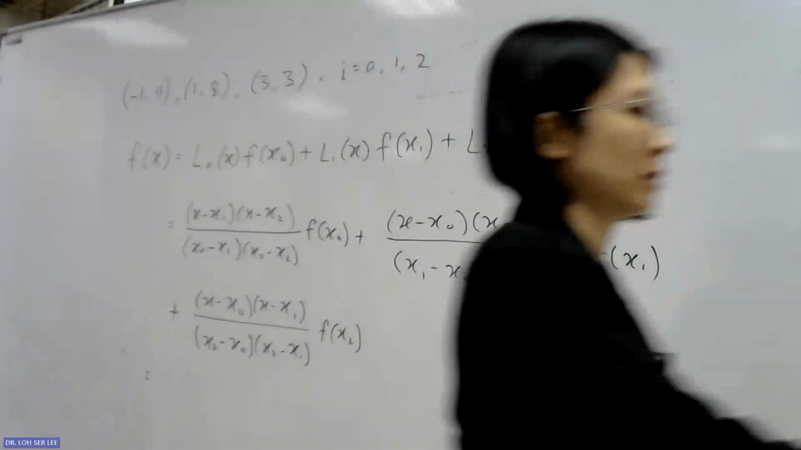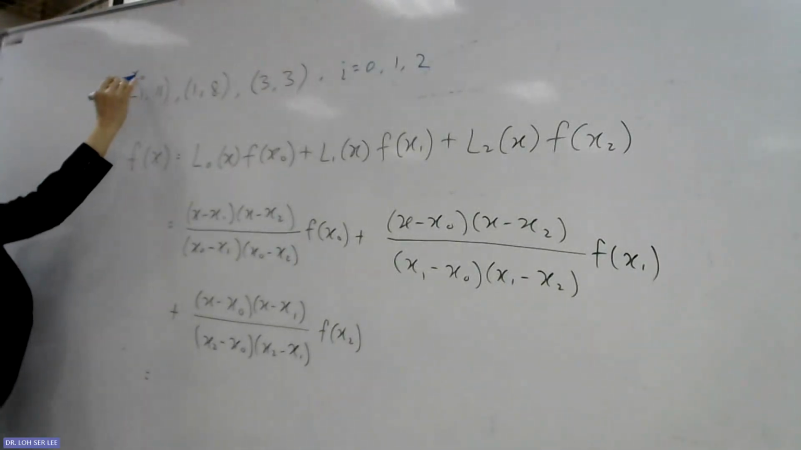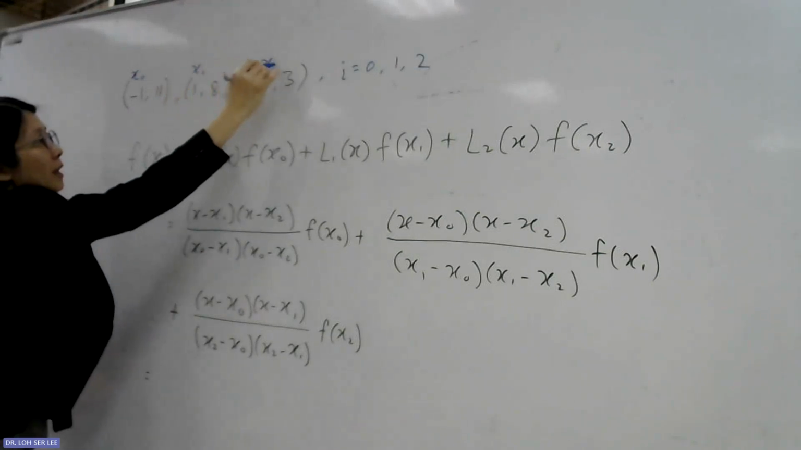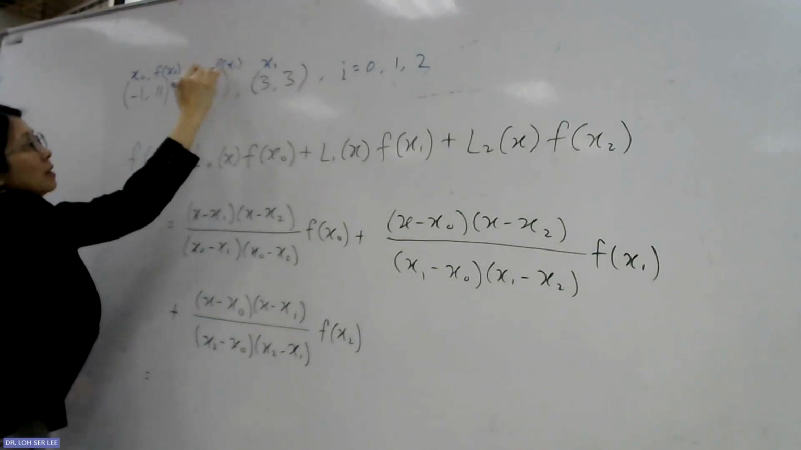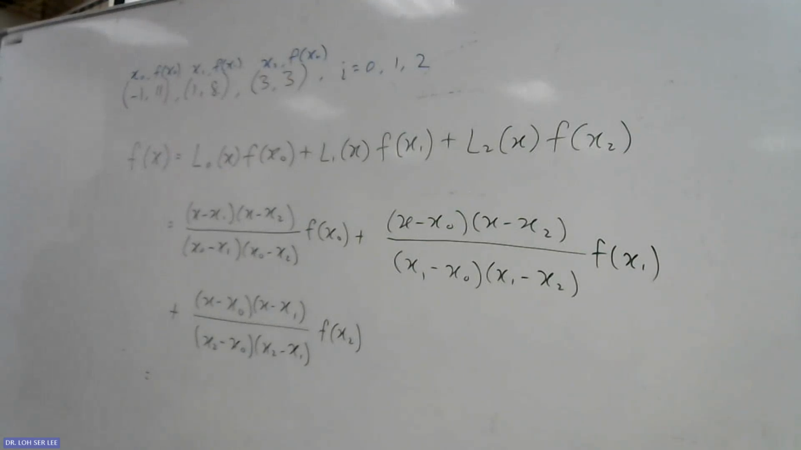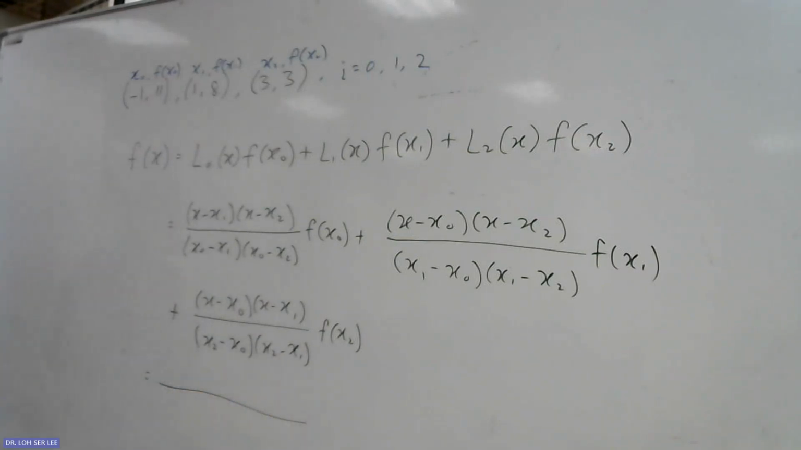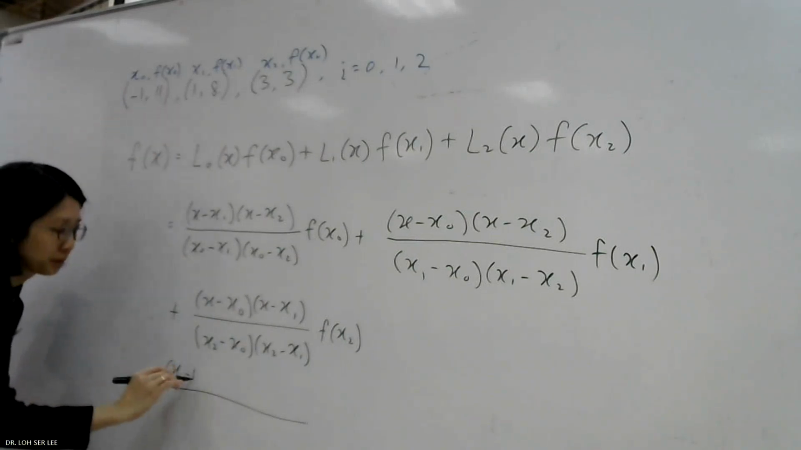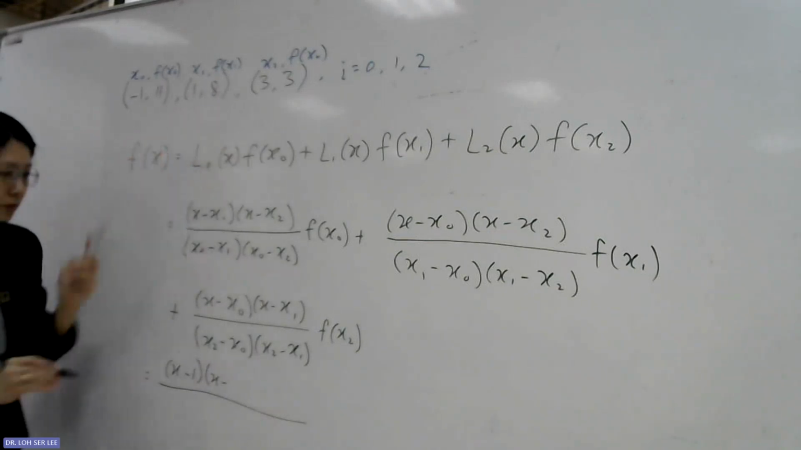So this is the first point, x0, x1, x2. This is your f(x0), f(x1), and f(x2). Substitute all these points into the formula, the equation. x minus x1, x minus x2.